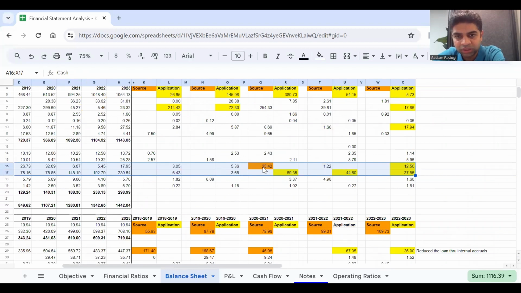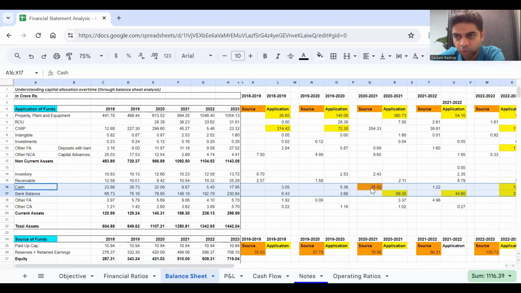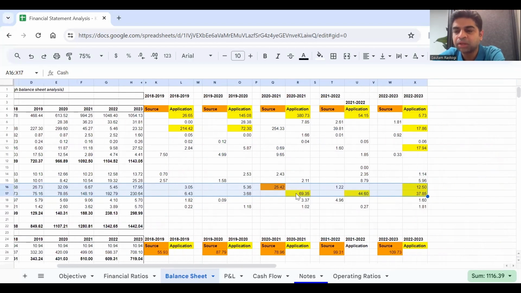So if we see, it was a source of fund in the year 2021. So they used some of their own cash, but then they started producing more cash flow from operations. So not only did they pay down their debt, but they also started putting money in the bank, and they are earning interest on that. All right, so that's the story that has emerged. Capacity expansion through debt, and then they paid down the debt through internal accruals. Okay, generated a lot of cash.